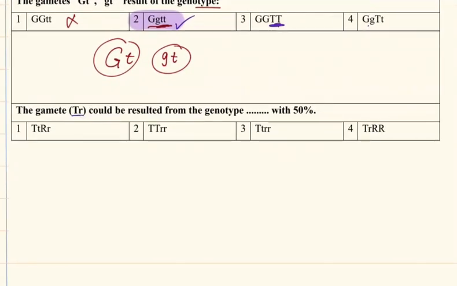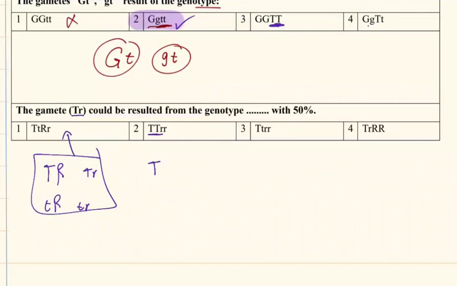It says the gamete TR could be resulted from the genotype. Now this one could be resulted from which one? T capital. This one will give me 4. So this one, T capital, R capital, T capital, R small, T small, R capital, T small, R small, can result in 4 gametes. This one, let's say T capital, R small, only. I don't have any other type of gamete.